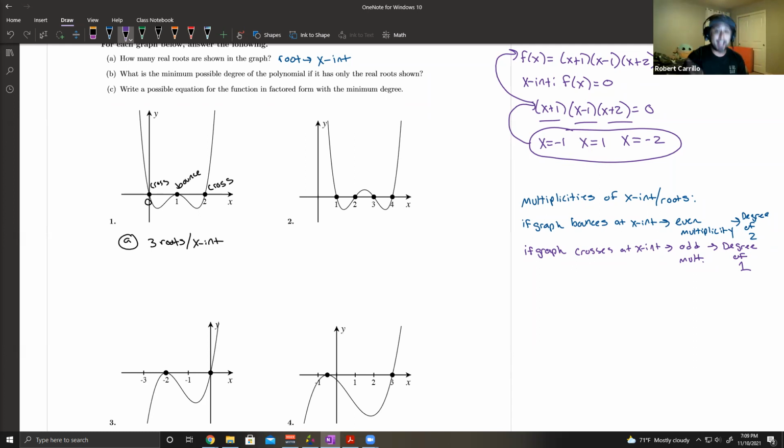Now we can come back to answer B. It says, what is the minimum possible degree of the polynomial if it has only the real roots shown? So for B, if I cross here, that is 1. If I bounce here, that is 2. And if I cross there, that is 1. Add these up, and what is the minimum degree that this graph could have?